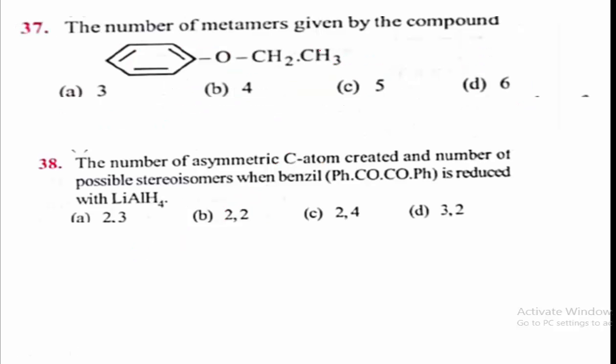Next, question number 37. The number of metamers given by the compound. Yes, look at the structures for this question. Metamers, you know, have different alkyl groups present on the functional group. Is it right? Yes, metamers of this compound. I write the different types of structures here. One is like this, CH2OCH3. I change only the alkyl groups.